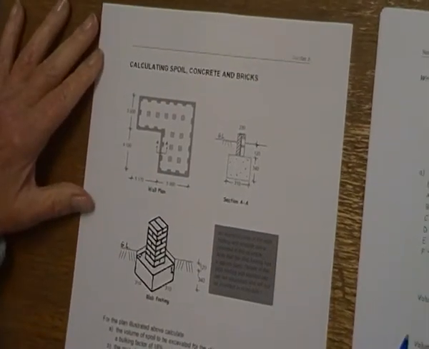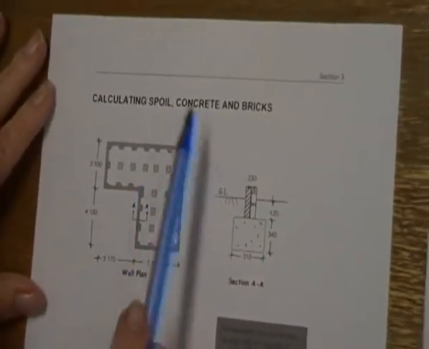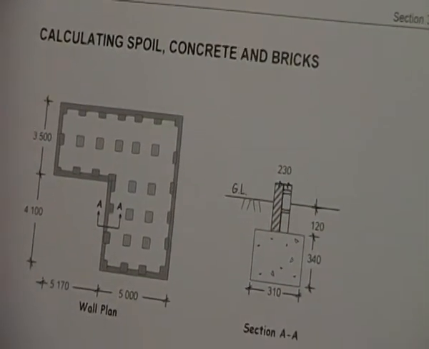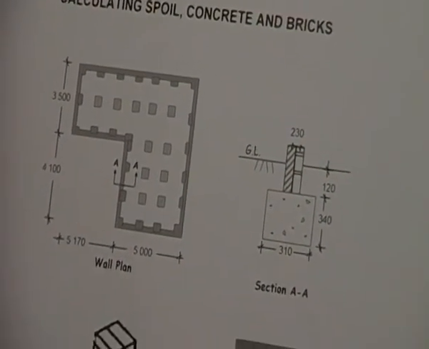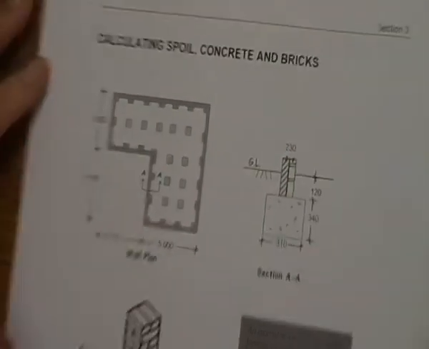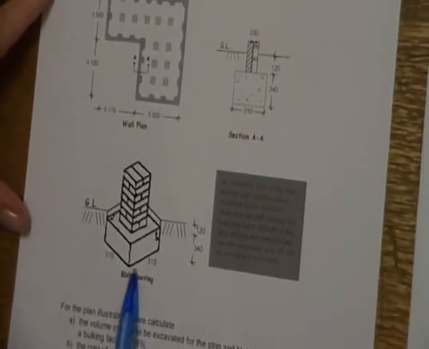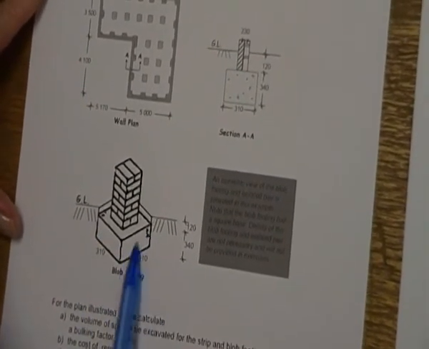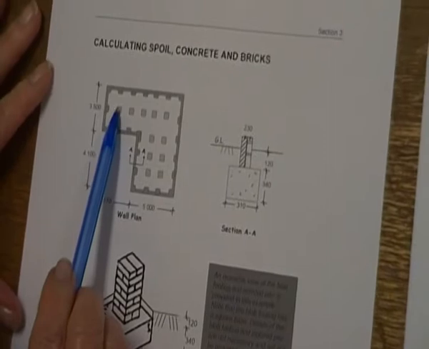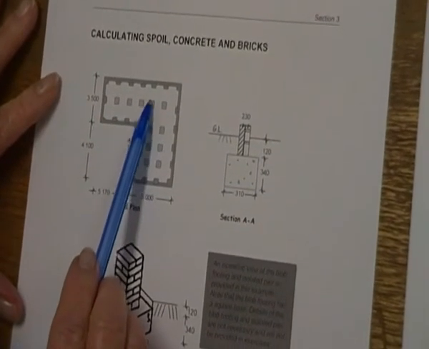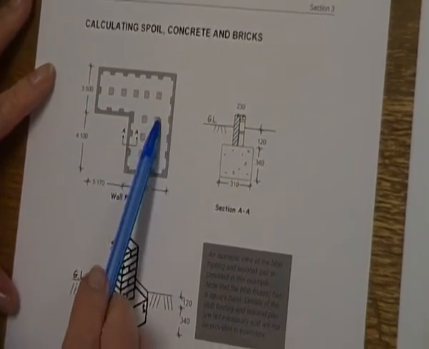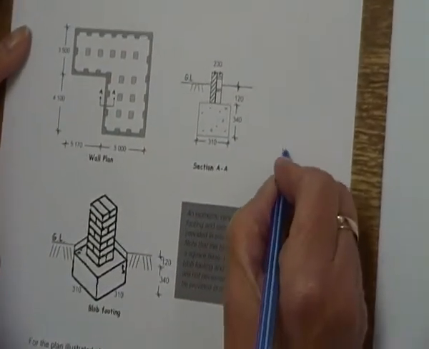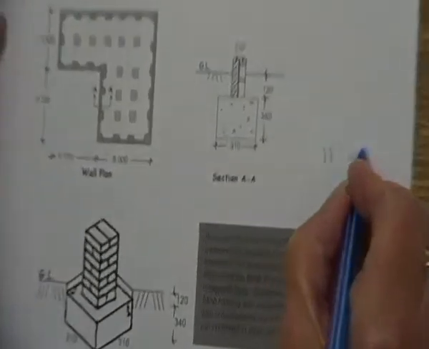Okay, we're going to be looking at calculating the spoil, concrete and bricks in this activity. There's only one new thing going to be added. We're going to be looking at blob footings. Now, blob footings are associated with our isolated piers. 1, 2, 3, 4, 5, 6, 7, 8, 9, 10, 11. We have 11 isolated piers.